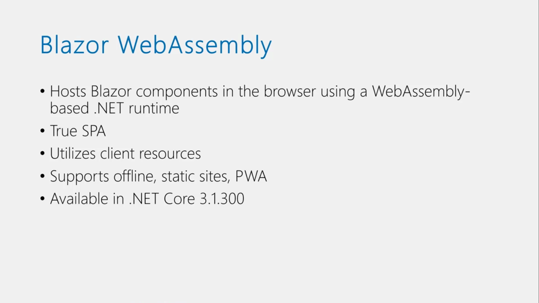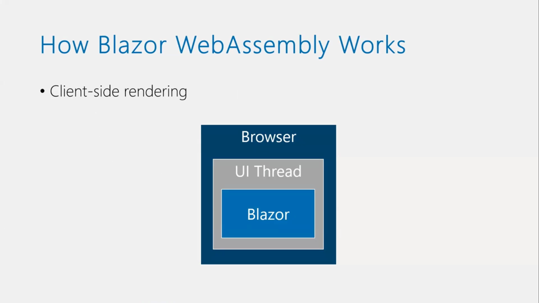So they released that, and that's now available in .NET Core 3.1.3. So if you want to use Blazor WebAssembly, you definitely have to have that as your bare minimum. You can't use ASP.NET Core 3.0. So that's something to remember.